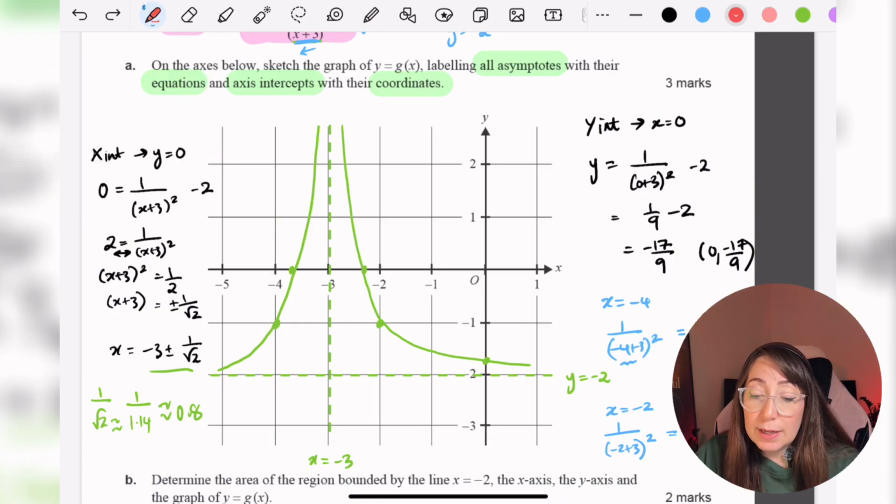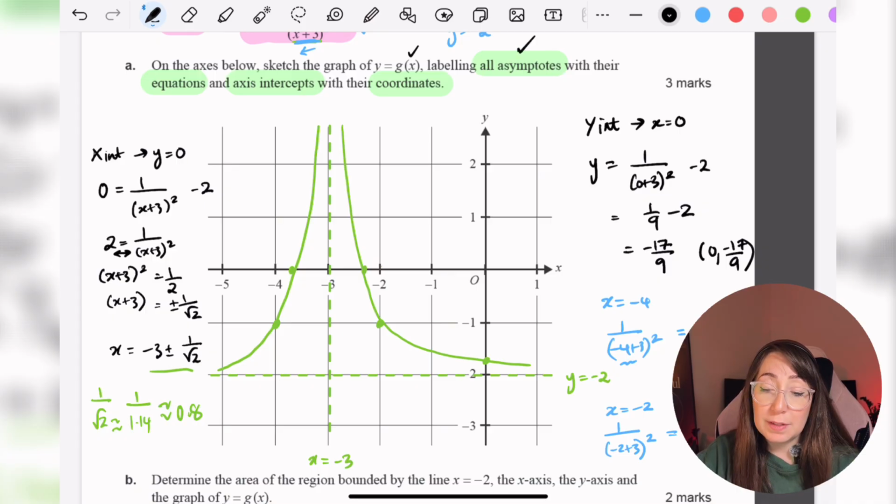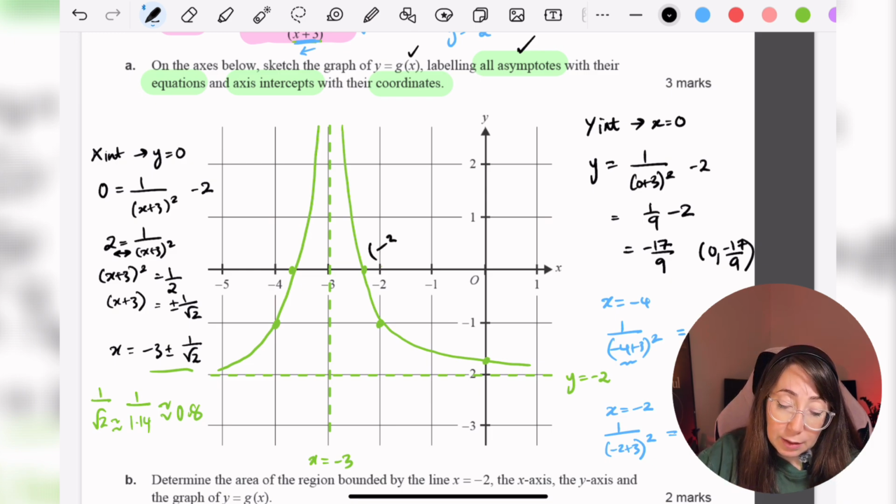Okay, so it looks like it's all done. I'm just going to quickly revisit the question to make sure that I've done everything. So it says on the axis below, sketch the graph. Great, we've done that. Labeling all asymptotes, we've done that. And also labeling the axis-intercepts, I have not done that. So very good that I've actually gone back to read over it and make sure that I have written in my axes-intercepts.